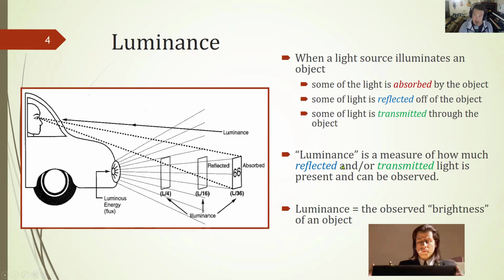So when we say luminance, we're interested in what's available for the retina, as in what's reflected off and I can see, or what transmits through and I can see. And when we say, oh, that looks bright, what we're describing is the luminance of the light. The luminance is essentially what is reaching our retina, the observed brightness. All right, there we go.